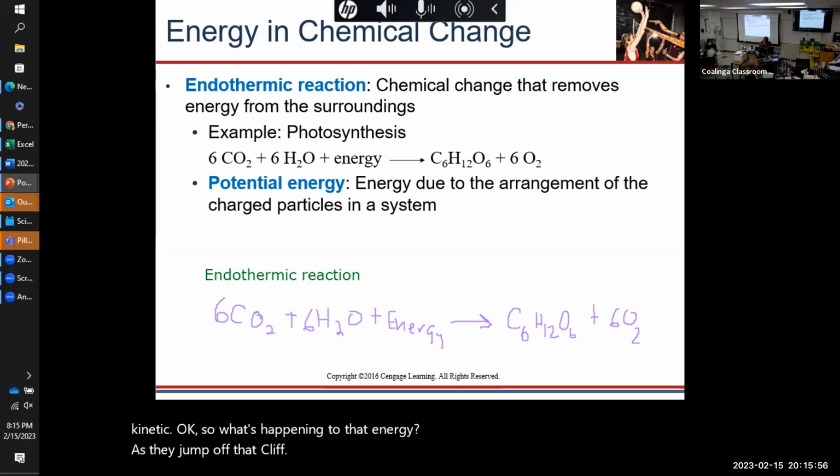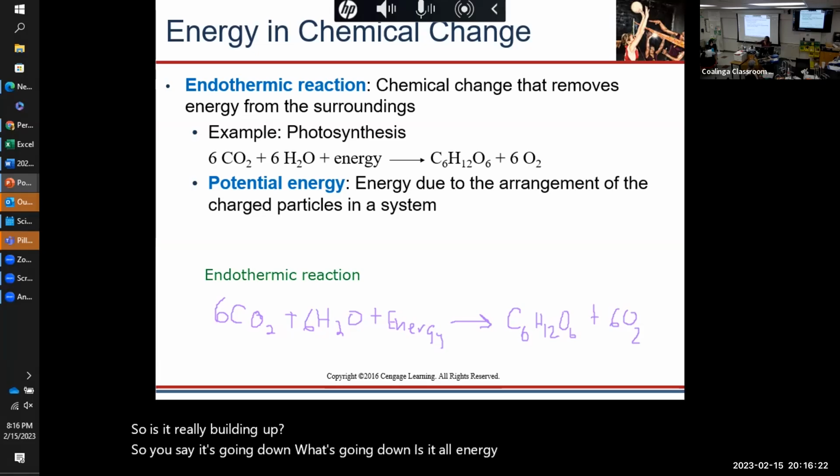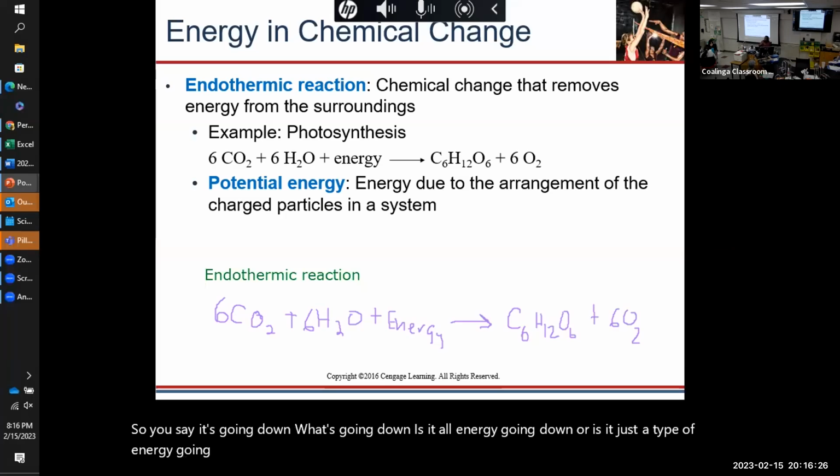Is the energy expanding? Are you somehow getting some magic energy somewhere? Building up? Like when you drop something, it builds up mass. So is it really building up? You say it's going down. What's going down? Is it all energy going down, or is it just a type of energy? A type of energy. Okay, so a type of energy is going down.